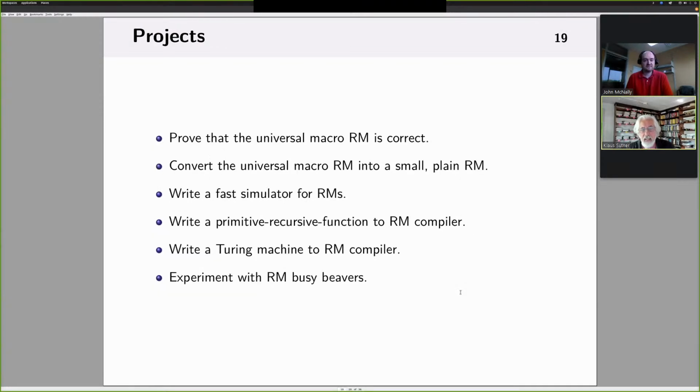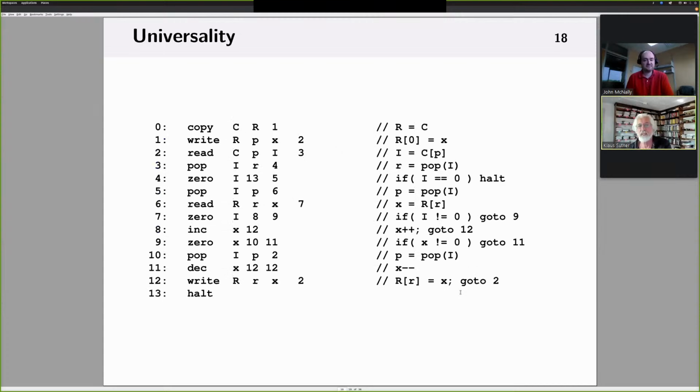And this produces a whole bunch of very wholesome projects that the students can work on. For example, a reasonable challenge is to show that this allegedly universal machine here really is universal. Prove it. And that requires quite a bit of argument and reasoning, and it's a very good exercise.